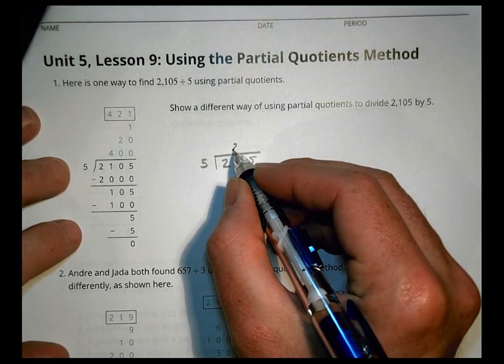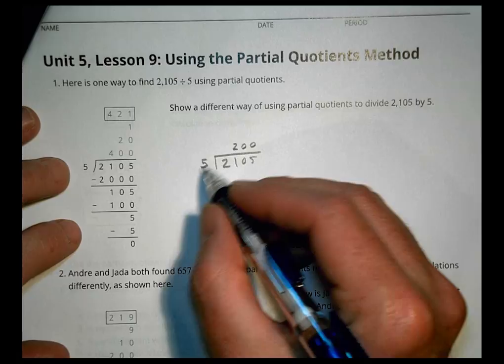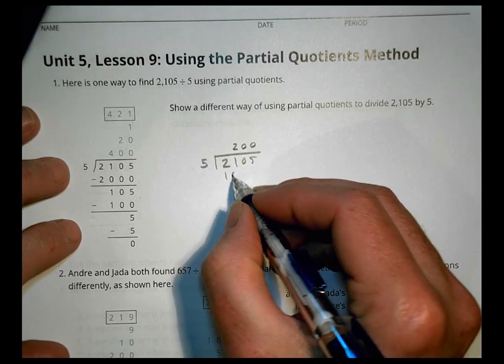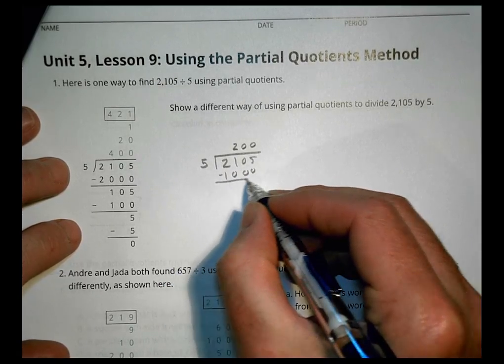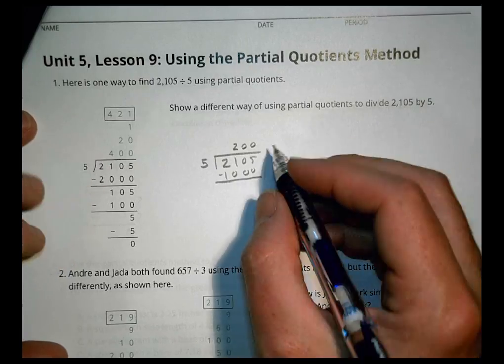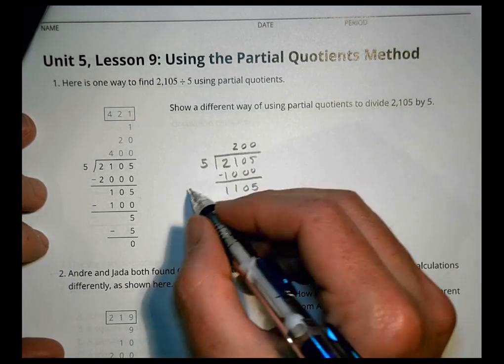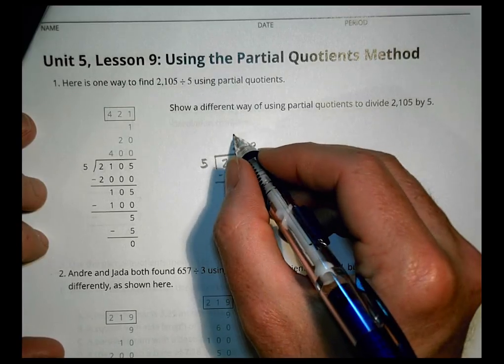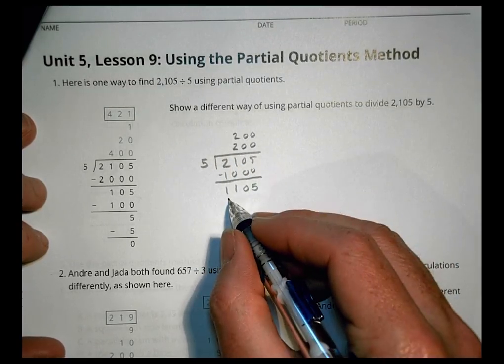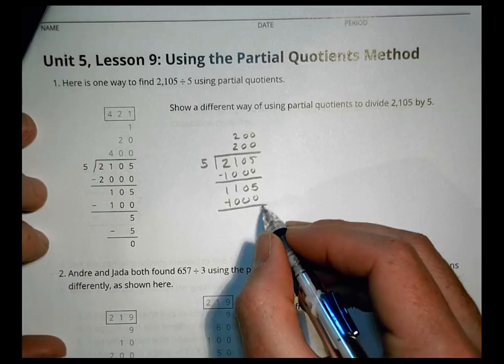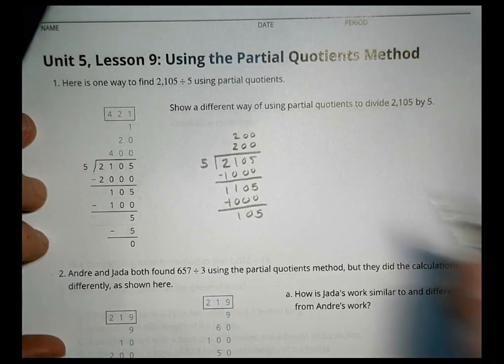I could notice that there are 200 groups of 5 inside of here, and subtract that instead of 400, making that 1,105. Inside of 1,105 is another 200 groups of 5. We could subtract that again, leaving 105.